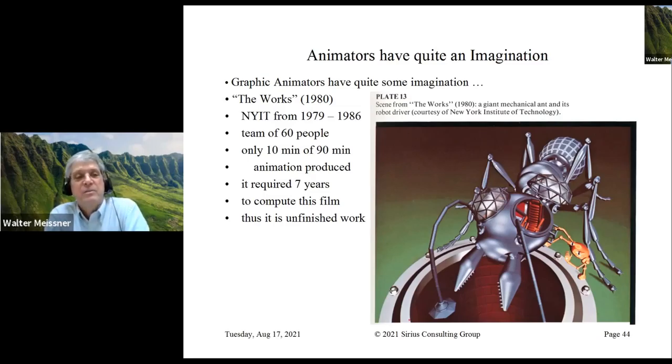However, given the technology they had at the time, they could only produce 10 minutes out of the 90 minutes of animation. They finally figured out it would take about another 7 years to finish it, and so they left it as unfinished work. But this is a giant ant that's being used as a sort of construction vehicle. The dome lids pop out, and a little robot can sit in the seat and control it like it was a construction vehicle.